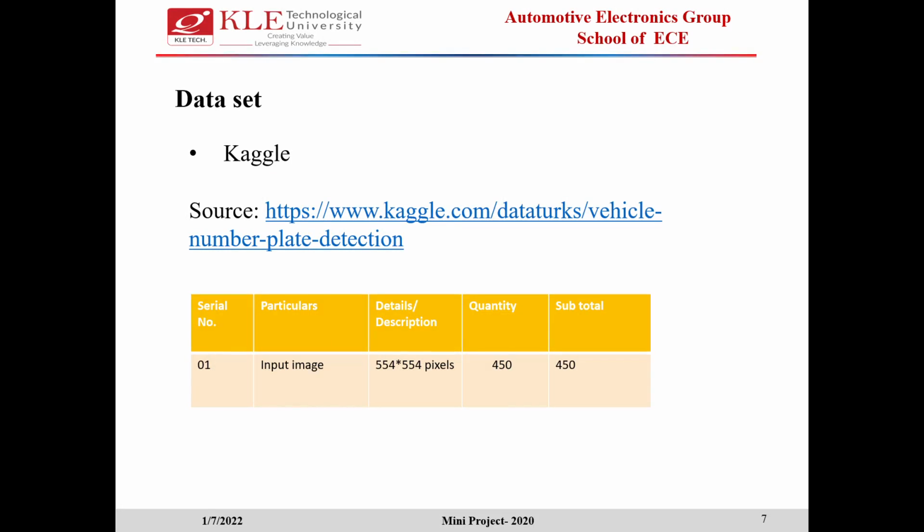Next, moving towards the dataset. So we collected our dataset from the website called Kaggle, and here are the details or the descriptions of the dataset. So the input image size is 554 cross 554 pixels, and we collected a total of 450 images.